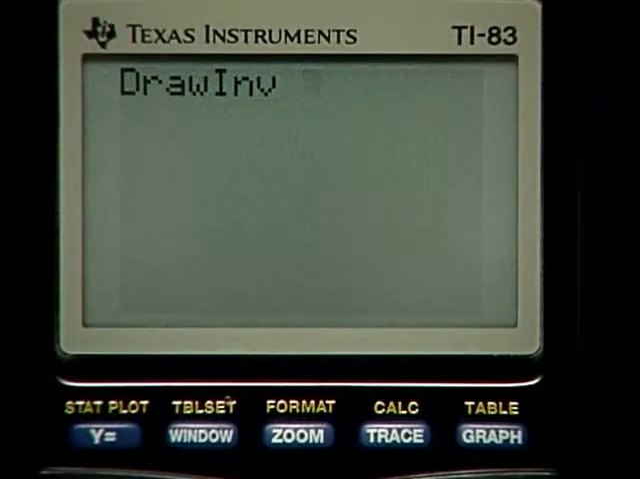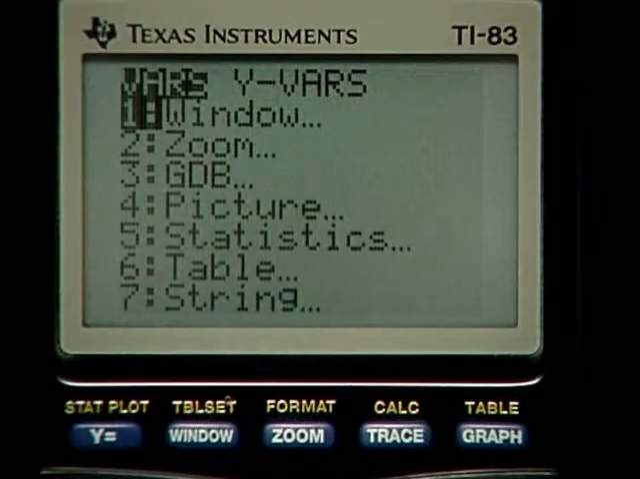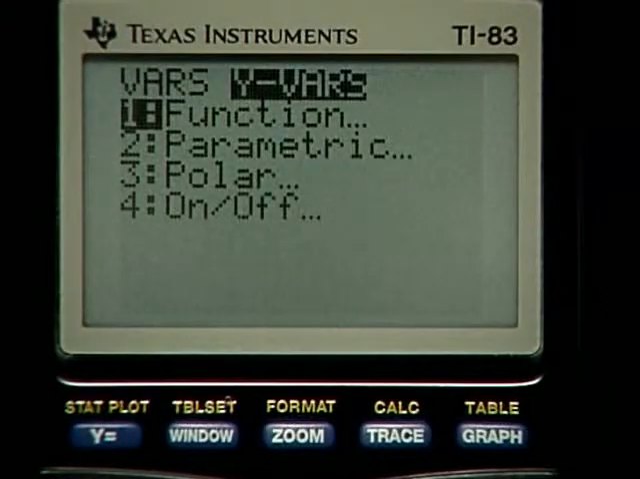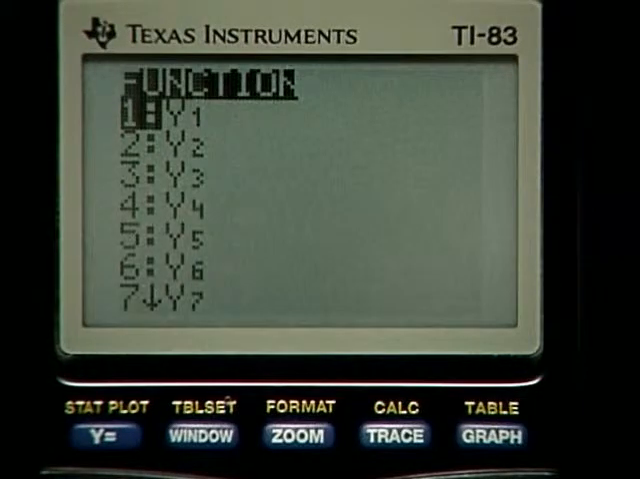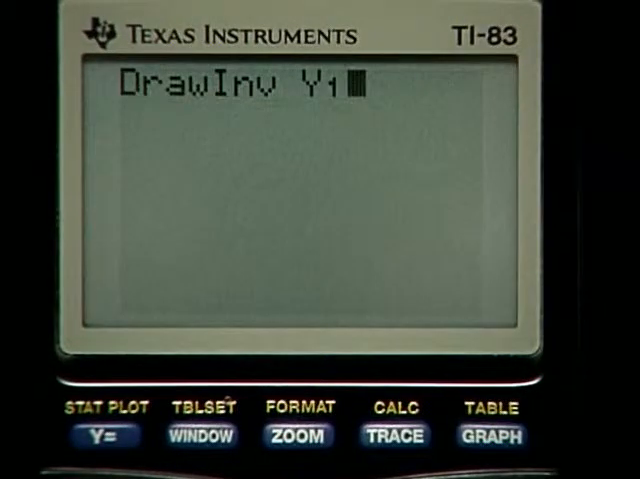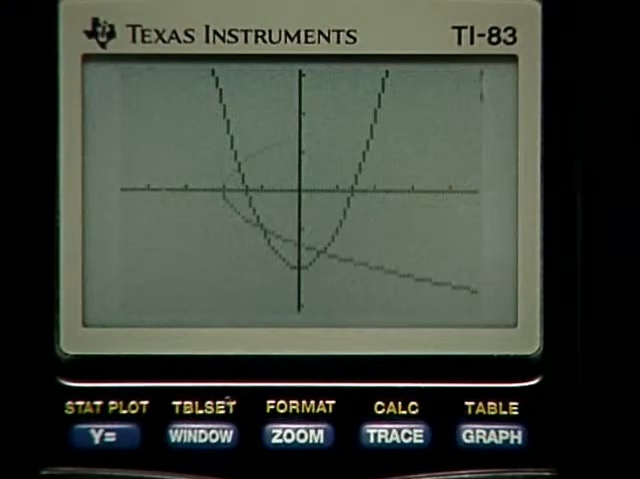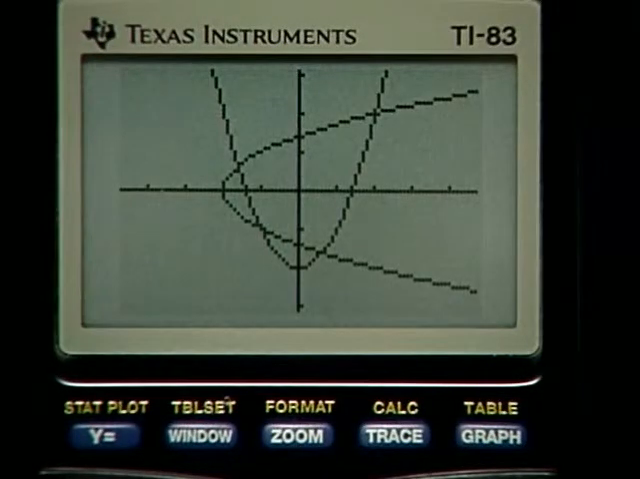When we press enter, here's what shows up. Draw inverse of what it's saying. Well, we want to enter Y1. Now, to access Y1, it's the Y variables menu that we want. So press VARS and cursor right one time. It's a function, so I'll press enter here and then enter again because it's Y1. Now, draw inverse of Y1 is what this is saying, and it's going to draw it right on top of our original graph once I press enter. And here is that inverse relationship, which is not a function.